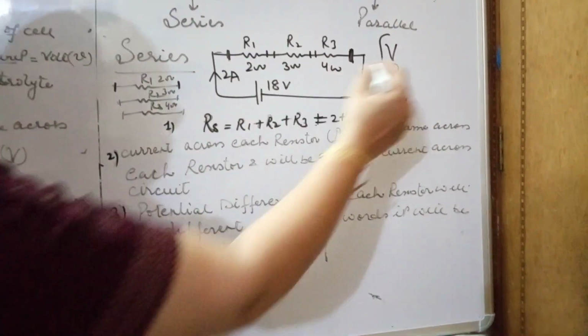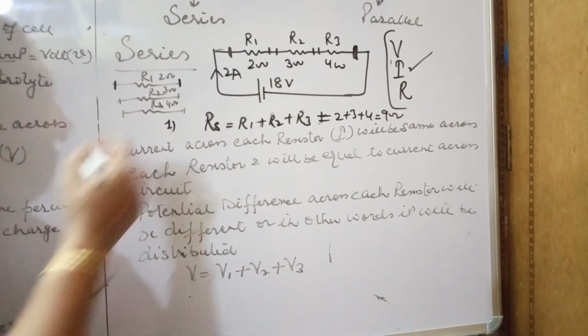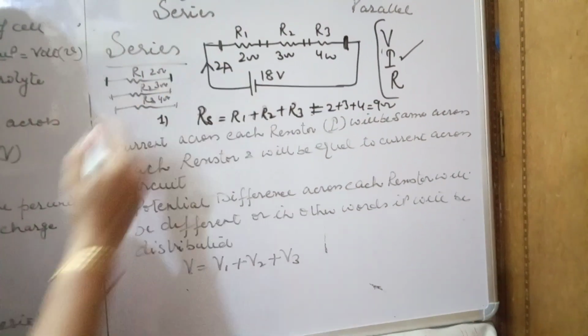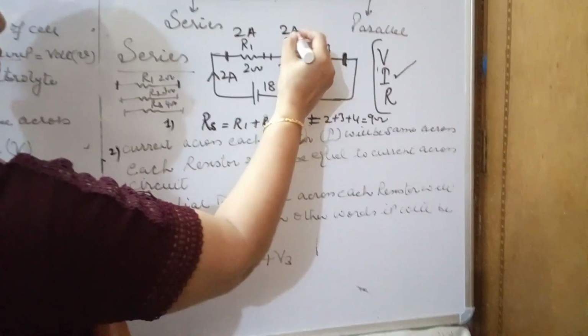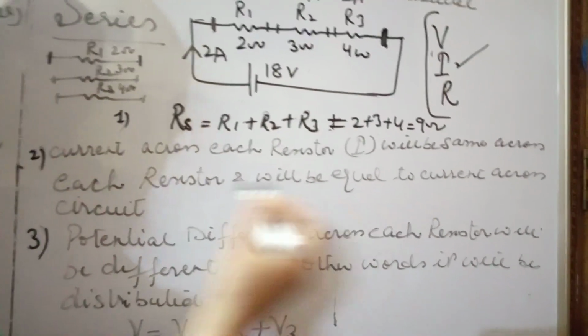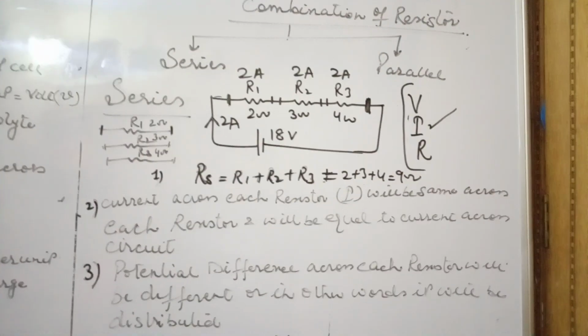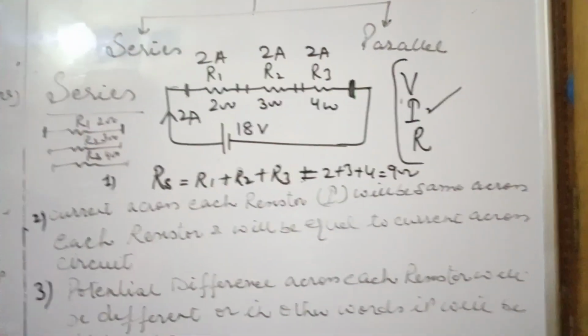Second, what is the position of I? Current will be same. Suppose in the circuit the current flowing is 2 ampere. So across each resistor that will be 2 ampere. That is written here: current across each resistor will be the same, and it will be equal to the current across the circuit. Means in the circuit 2 ampere current flows, across each there will be 2 ampere.